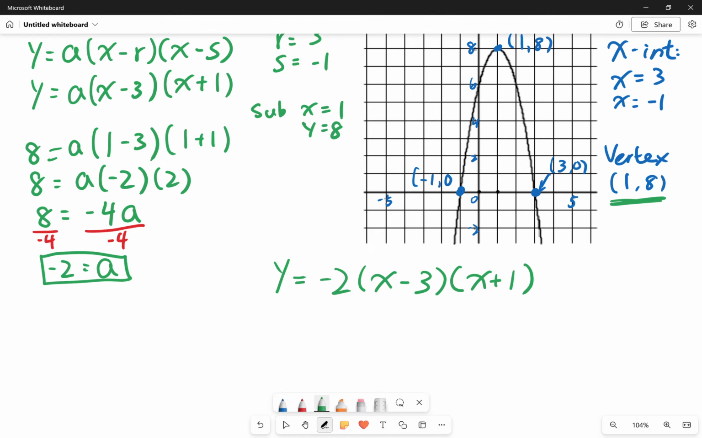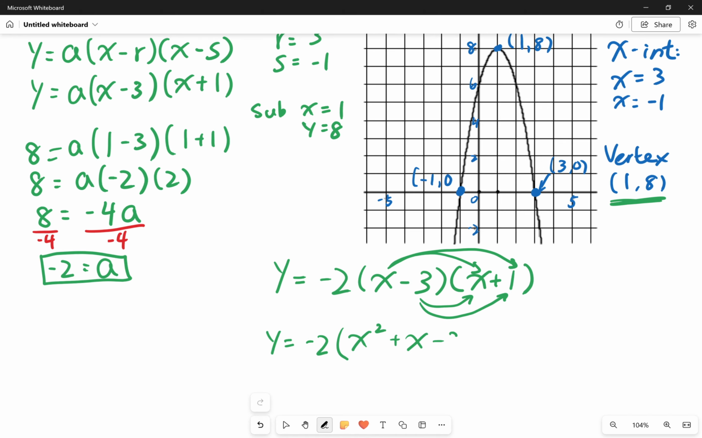What I have to do is multiply this out. Okay. So that means I have to use the distributive property. Multiply the two x's, then do x times 1, then do negative 3 times x, then do negative 3 times 1. So y is equal to negative 2, which is just going to sit there for now. X times x is x squared. X times 1 is 1x.